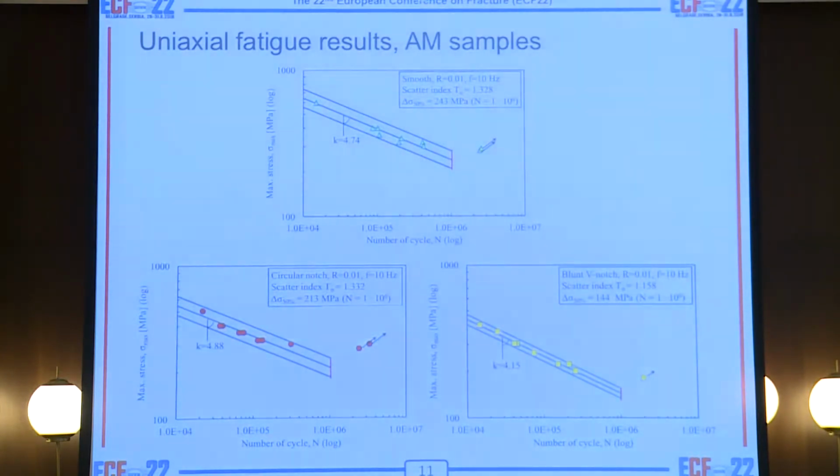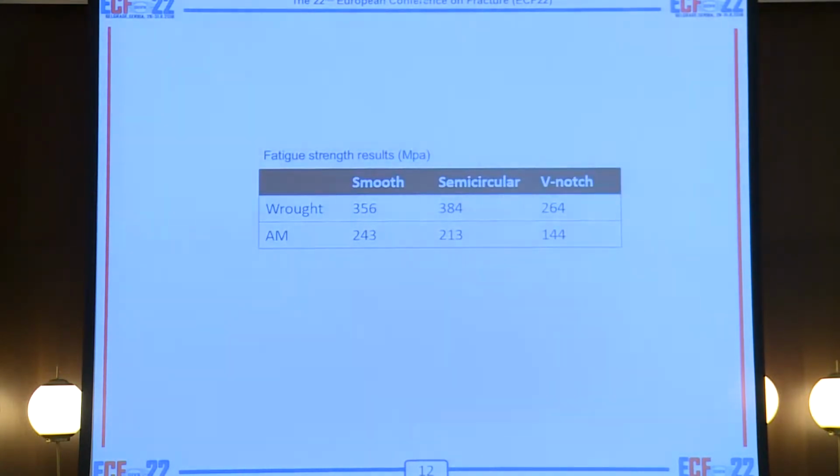The same test was conducted on additive manufacture samples. What we observed was that the fatigue strength again was lower for the notch specimen, and the highest fatigue strength was for the smooth sample, which is not something exceptional. Here you can easily compare the values.